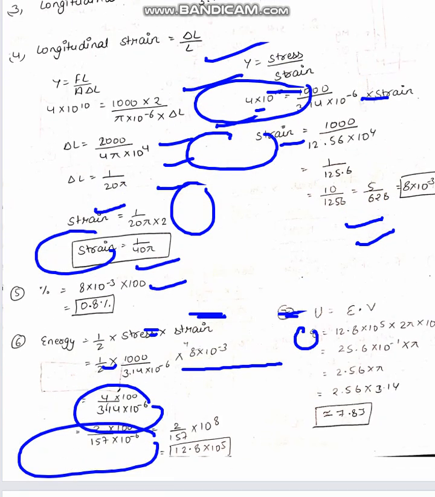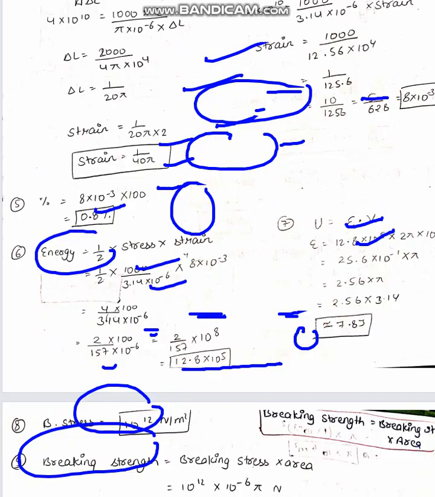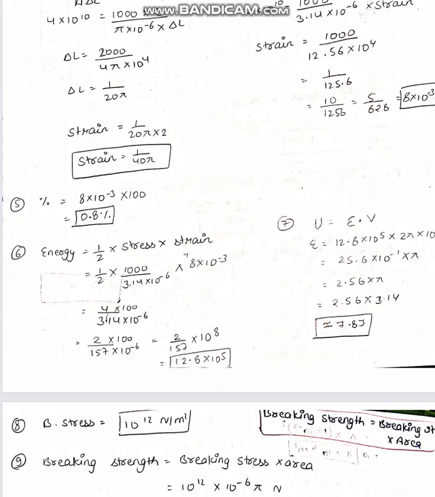Next is energy density. So it is half into stress into strain. Substituting values, we get this. Then we have energy. So energy is energy density into volume. You can find it as equal to this. Breaking stress is given to be 10 to the power 12. Breaking force is breaking stress into area. So in this way you can find these solutions.